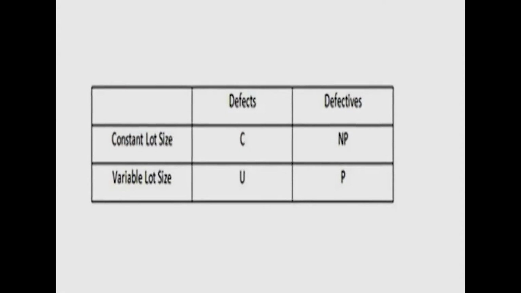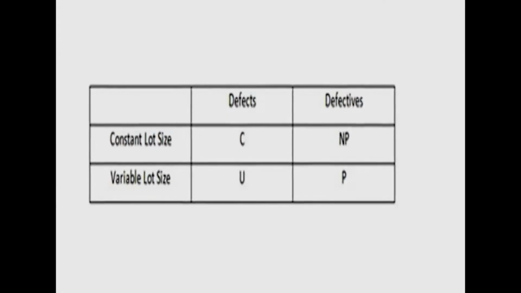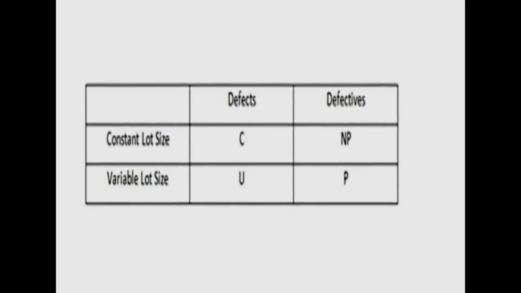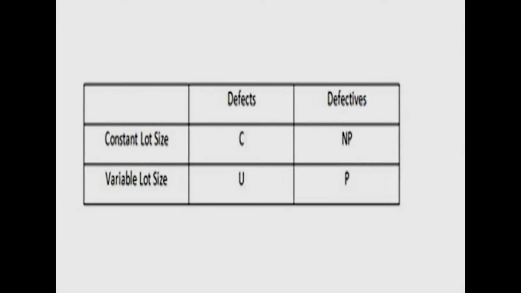In discrete data, the control chart is selected depending upon the lot size and defect or defective. Here you can see the defects and defectives. Constant lot size: defects use C and defectives use NP. Variable lot size: defects use U and defectives use P.